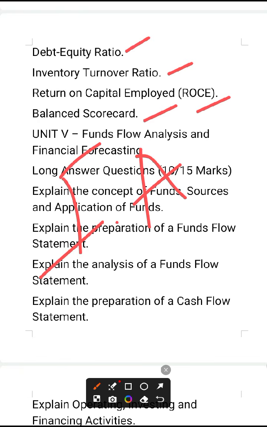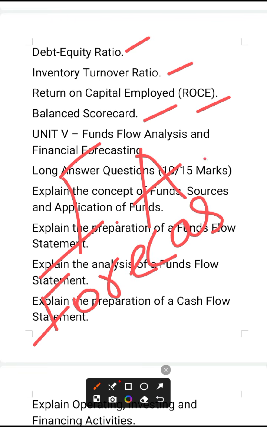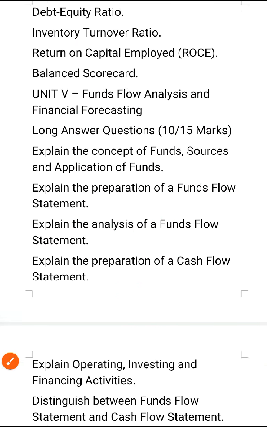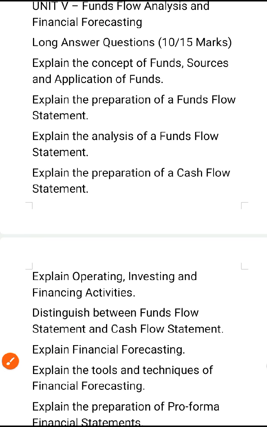What is this financial analysis going to help with? It helps forecast financial conditions in upcoming years. Am I clear? So for that purpose, we will use these financial forecasting and financial analysis methods. I hope you guys understood.